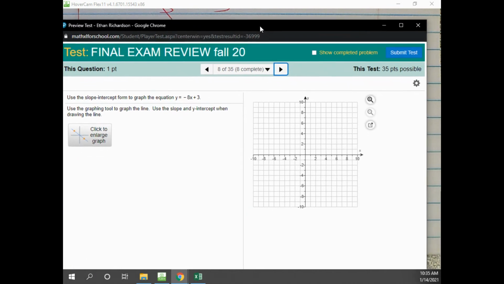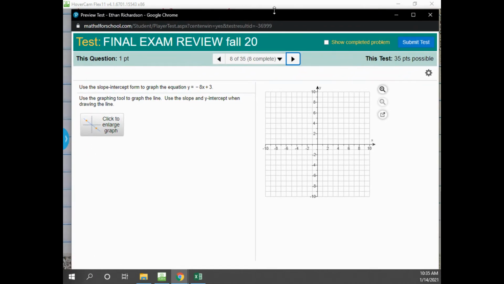All right, number 8. This one is all on the screen here. We're using the slope-intercept form to graph y equals negative 8x plus 3. Use the graphing tool to go back and do it.